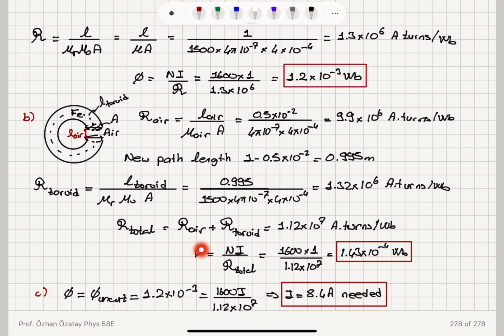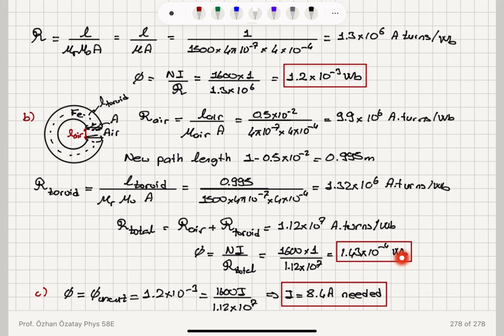So the flux is the magnetomotive force Ni divided by the total reluctance. I'm assuming no leakage here, so there will be some loss of flux due to the leakage in the air, but we're assuming that that is negligible. So this is going to give us 1.43 times 10 to minus 4 Webers.